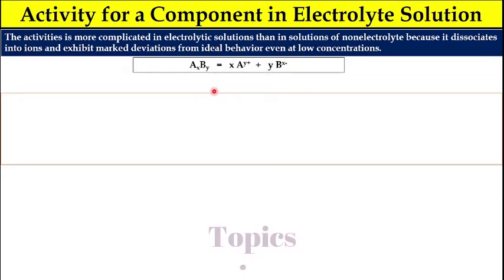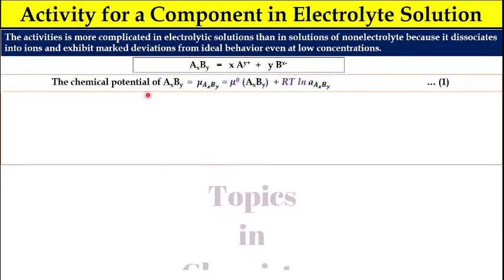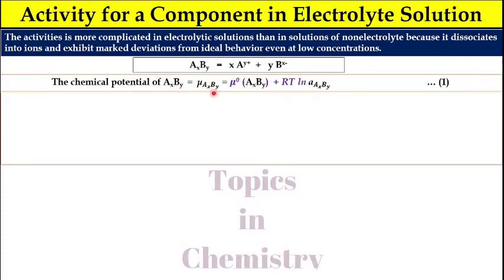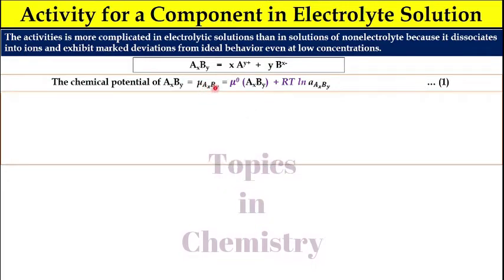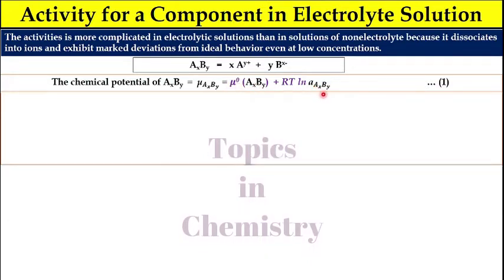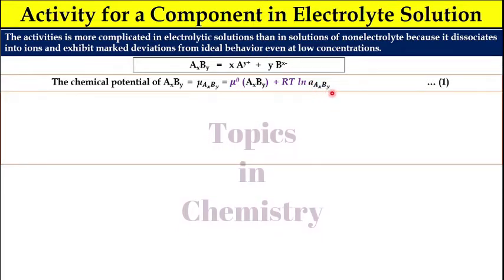So here you can see that this electrolyte dissociates into its corresponding ions. That's why it is very difficult to measure the activity of the individual ions. So always you have to measure the mean activity. Now consider the chemical potential of this electrolyte AxBy, equal to mu AxBy. Now according to Lewis formula of activity, you can write mu AxBy is equal to mu 0 AxBy plus RT ln a AxBy. So a AxBy is the activity of AxBy electrolyte.